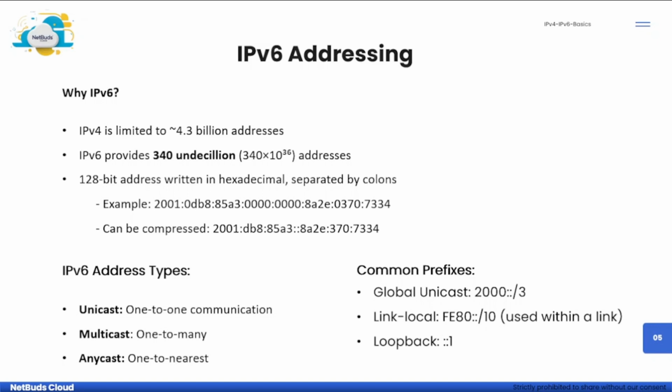Third one is Anycast. Anycast is one to the nearest or best among the other nodes which are available in the network segment.